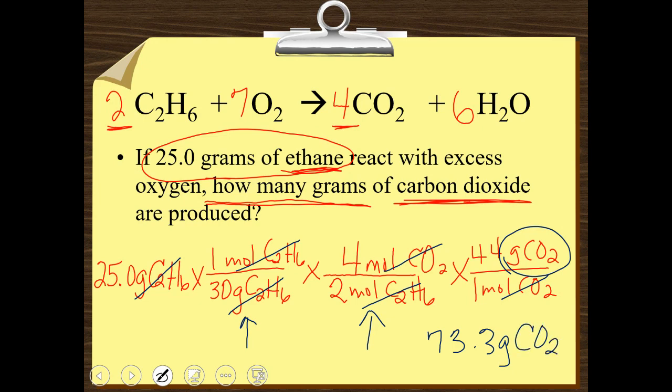If I burned 25, because this is combustion, this is burning, if I burned 25 grams of ethane, I would get 73.3 grams of carbon dioxide. This is how climate scientists sometimes figure out, hey, if we burn this many pounds or kilograms of fuel, how much carbon dioxide is it going to put into our atmosphere? They use known chemical reactions and stoichiometry to figure that out.